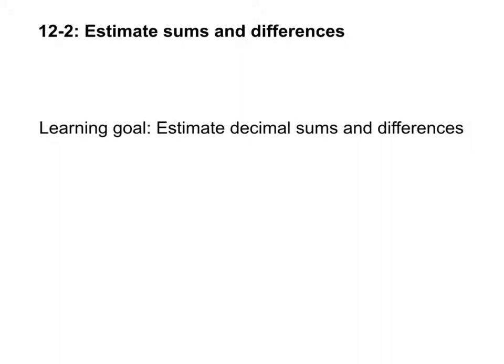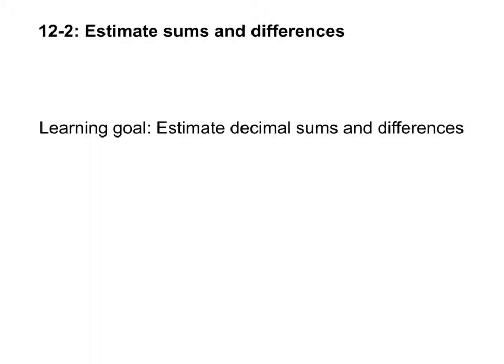This is chapter 12. We are skipping 12.1 and going right into 12.2, because 12.1 is too easy for you guys. Okay? We're not going to worry about 12.1. This is 12.2, estimating sums and differences. Our learning goal is to estimate decimal sums and differences.